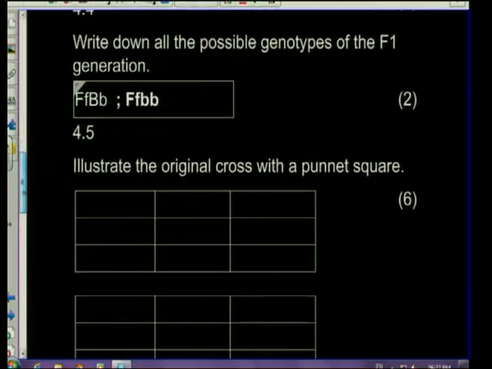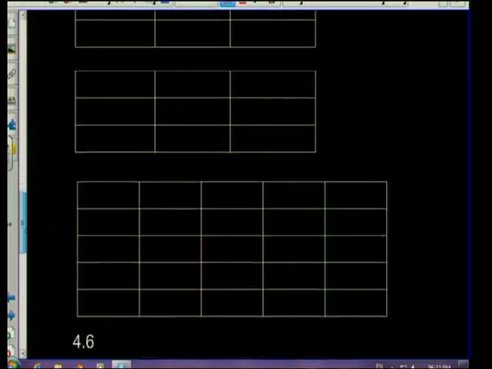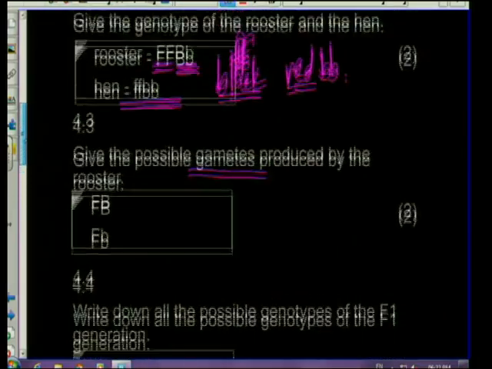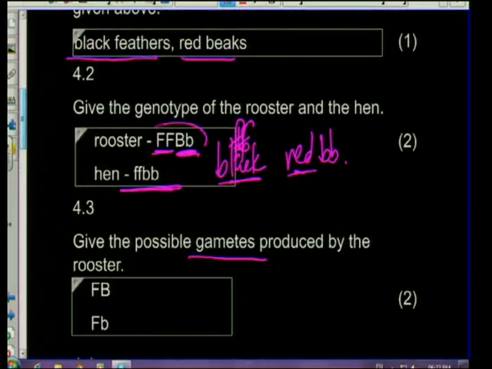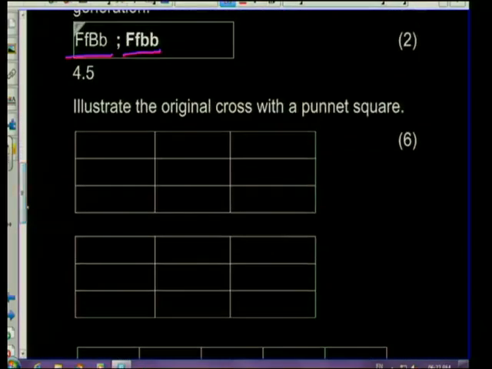And that's our genotypes you're going to get there. Illustrate the original cross with a Punnett square. Remember, first you're going to work out the gametes, and then you're going to work out the genotypes and so on. So the first one we've already worked out.